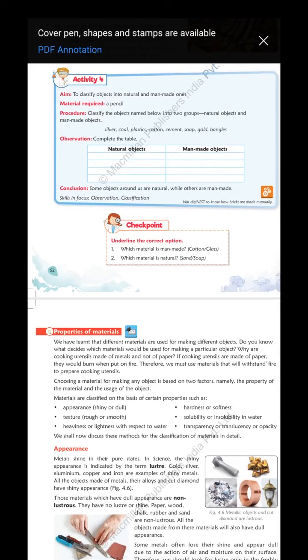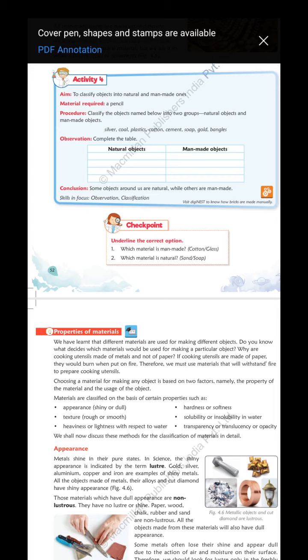And now some properties of materials. What are the properties of materials? Appearance means by look, how it is shiny or not. Lustrous means shiny, shiny or dull. Gold, silver, aluminium, copper, these all are shiny. Metals are shiny in nature, and so are their alloys.